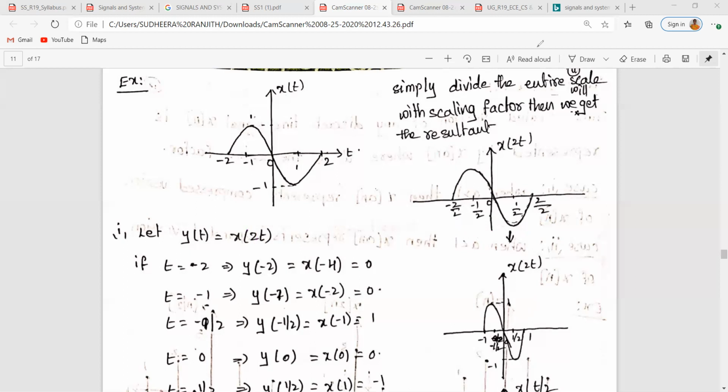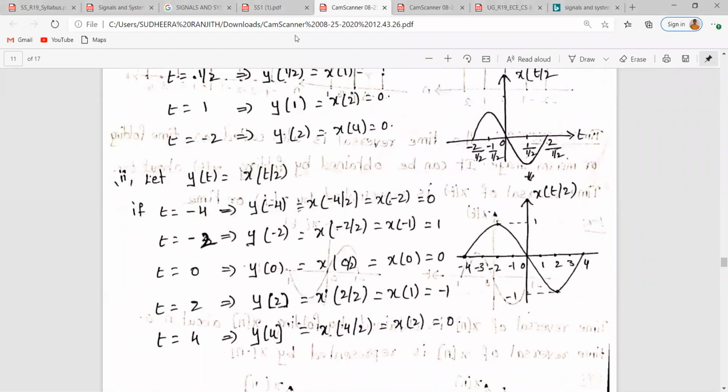Now let us try to find x of t by 2. Then y of t is equal to x of t by 2. In this case, 1 by 2 is the scaling factor. So we will divide the entire time scale with 1 by 2. So minus 2 divided by 1 by 2 is equal to minus 4. Minus 1 divided by 1 by 2 is equal to minus 2. 0 divided by 1 by 2 is equal to 0. 1 divided by 1 by 2 is equal to 2. 2 divided by 1 by 2 is equal to 4.